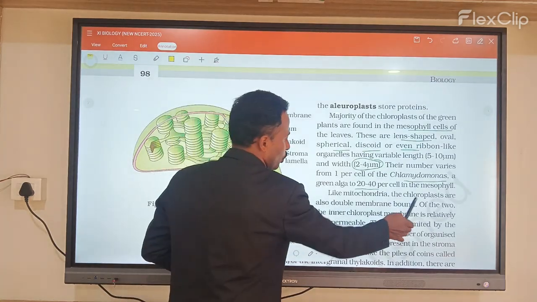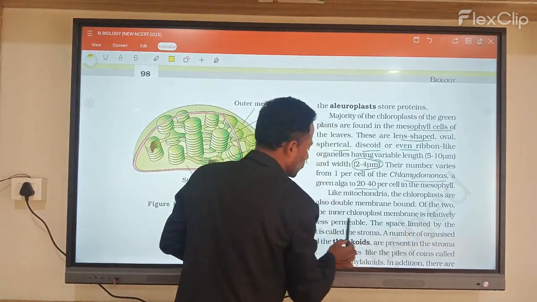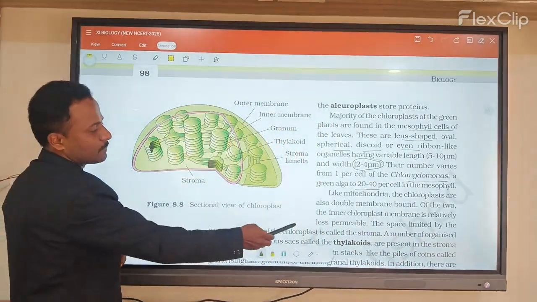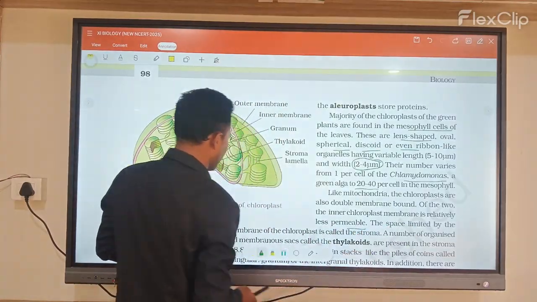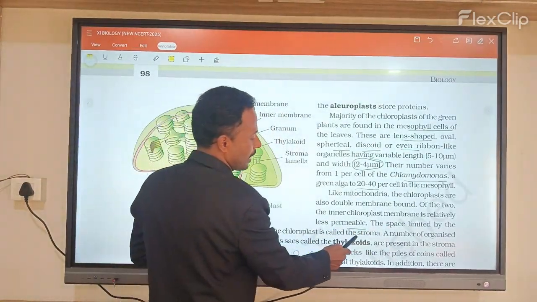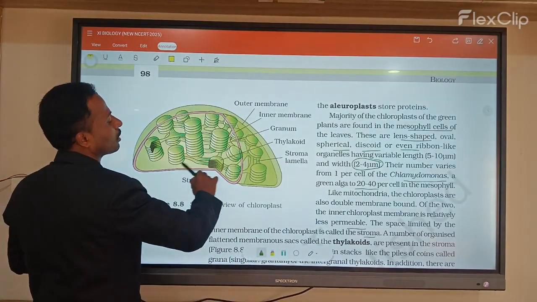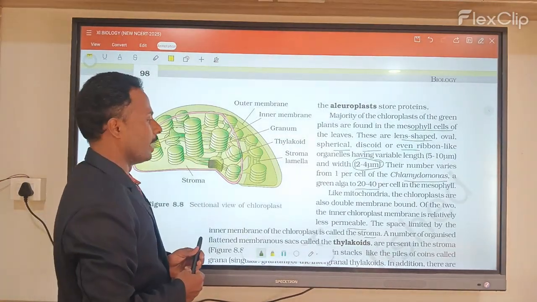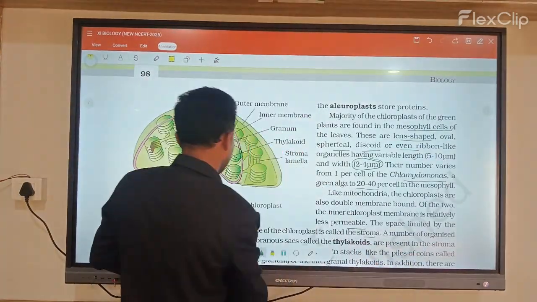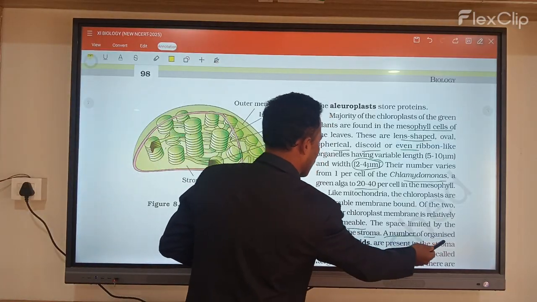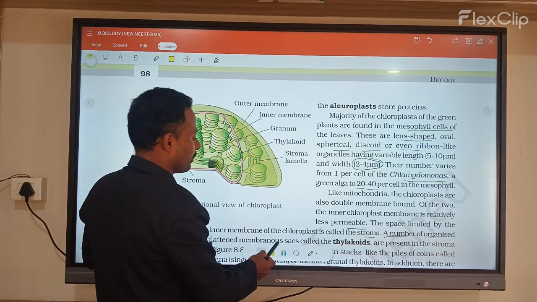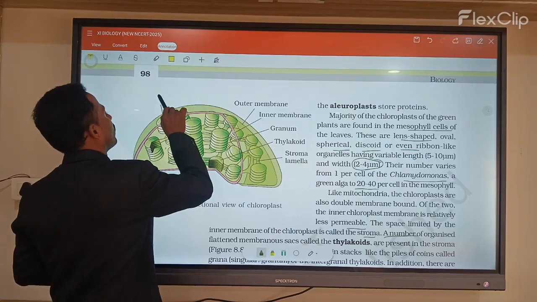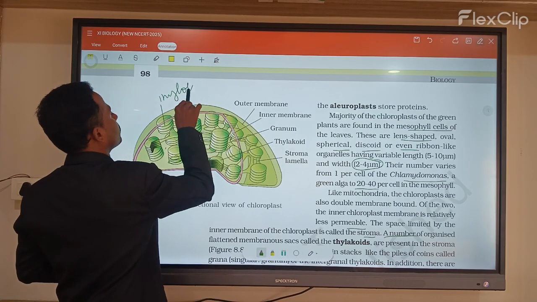Now, the chloroplast is double membrane bound, and the inner chloroplast membrane is relatively less permeable. The space limited by the inner membrane of the chloroplast is called the stroma. So when you enter the chloroplast, inside there is a fluid present, that is called what? Stroma. Now in the stroma there are a number of organized flattened membranous sacs called thylakoids. See here, they are arranged as stacks. These are called thylakoids.